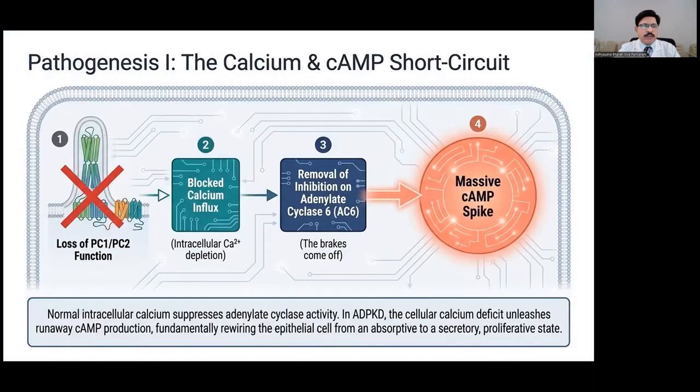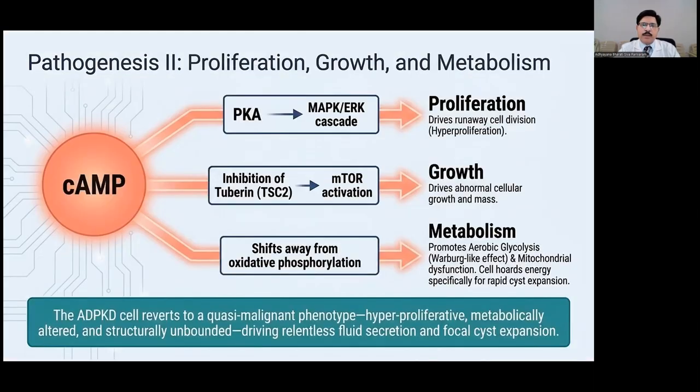So these are the three mechanisms by which cAMP works. We have seen excessive cAMP is produced. And how does it work? It works by PKA, inhibition of tuberin, and shift from the oxidative pathway. The ADPKD cell reverts to a quasi-malignant phenotype. Now what happened? Just like a malignant cell, it proliferates. But this is quasi-malignant because there are no nuclear changes here like hyperchromatic nuclei and hyperchromatin. A hyperproliferative cell, metabolically altered, structurally unbounded, driving relentless fluid secretion and focal cyst expansion.